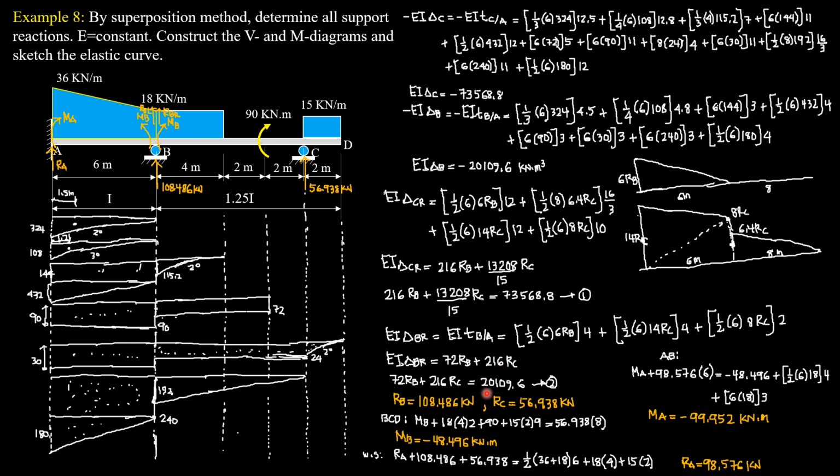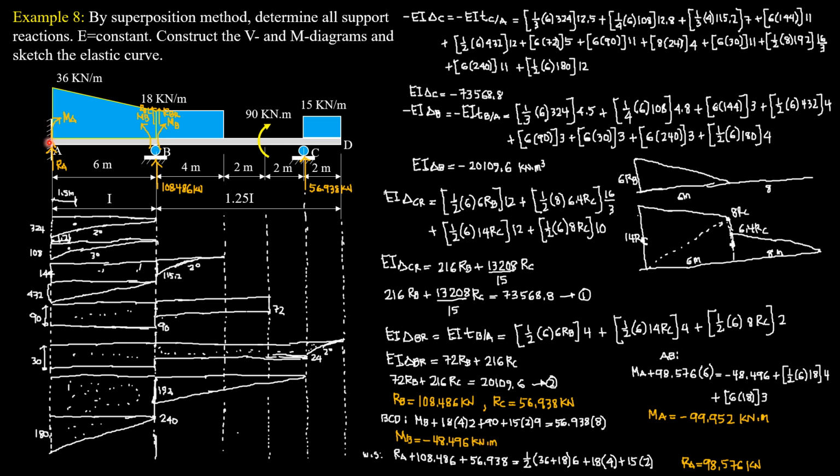So solving equations 1 and 2 simultaneously, we obtain RB 108.486 kilonewtons and R sub C 56.938 kilonewtons. Then when we consider BCD to solve for moment at B, so this is the positive assumption of direction of moment at B, so that the shear at B is not involved. We sum up moments about B. So MB plus moment of this load 18 times 4 times 2, then plus 90 plus 15 times 2 times 9 equals moment of the reaction R sub C, 56.938 times 8. So the moment at B is negative 48.496. And take note of that when we construct the shear moment diagrams later.